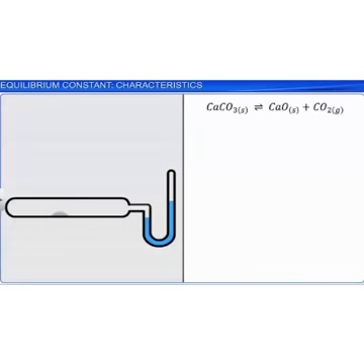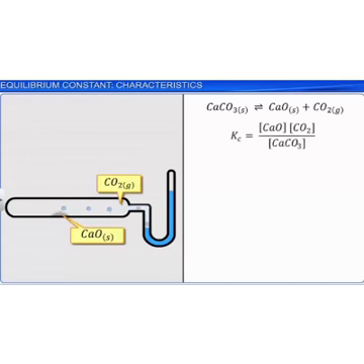Consider the thermal decomposition of calcium carbonate in a closed vessel. Solid calcium carbonate decomposes on heating into solid calcium oxide and gaseous carbon dioxide. The equilibrium constant for this reaction can be written as Kc is equal to the product of the concentrations of calcium oxide and carbon dioxide divided by the concentration of calcium carbonate.